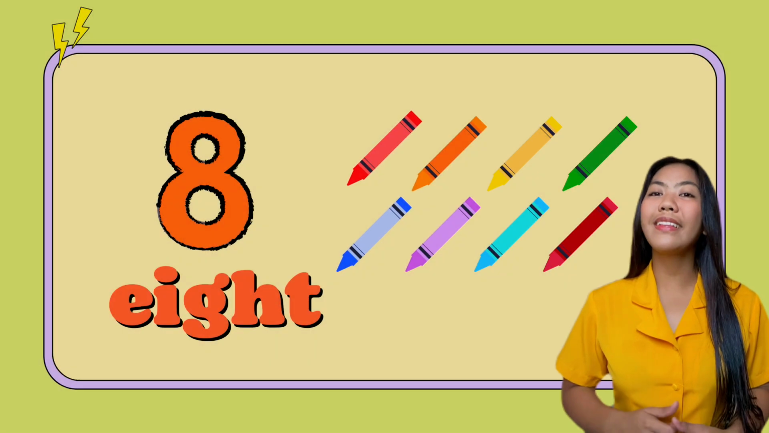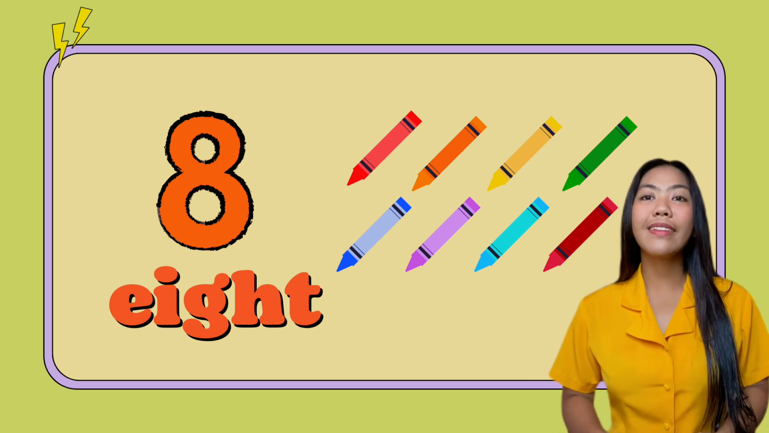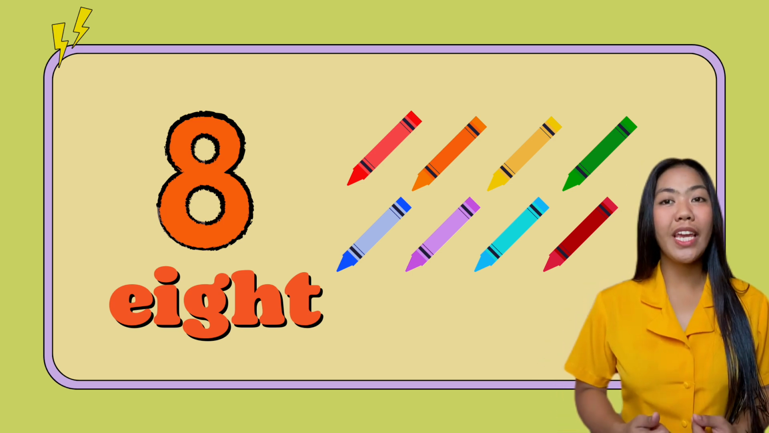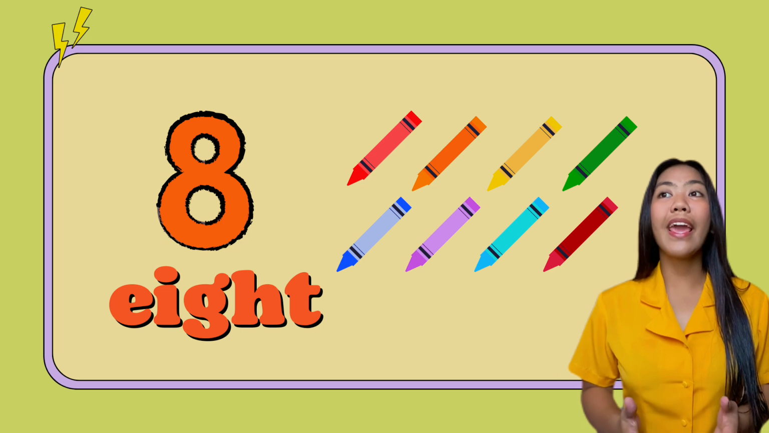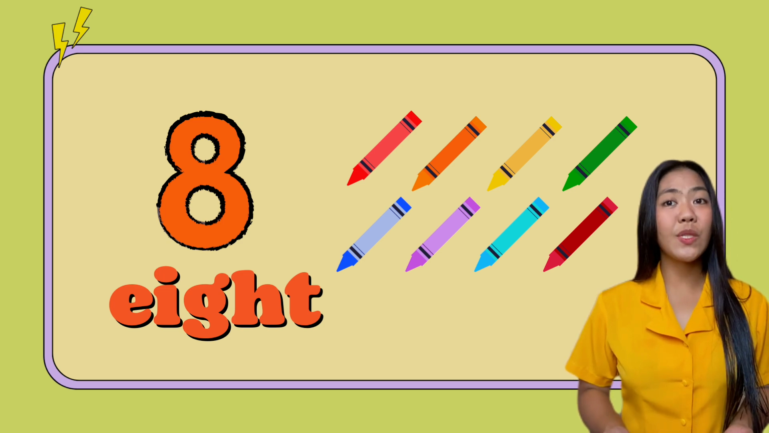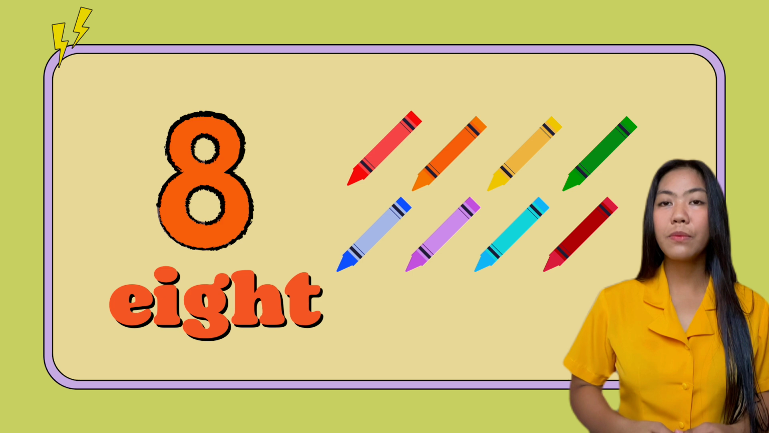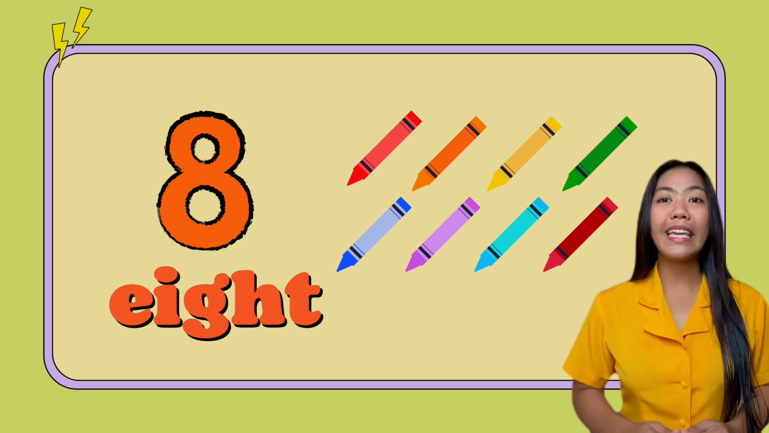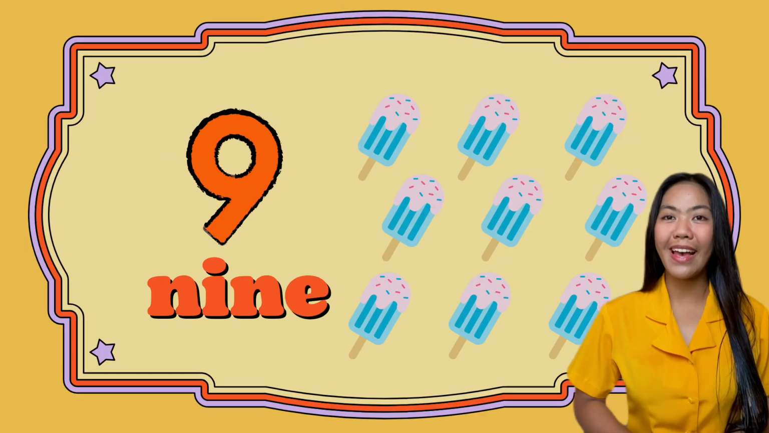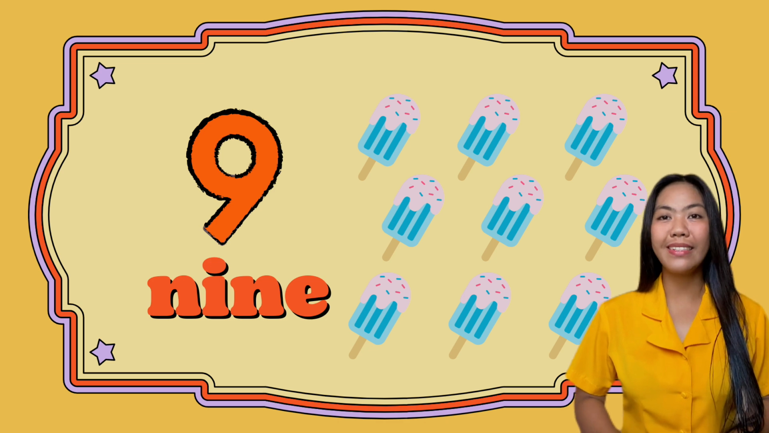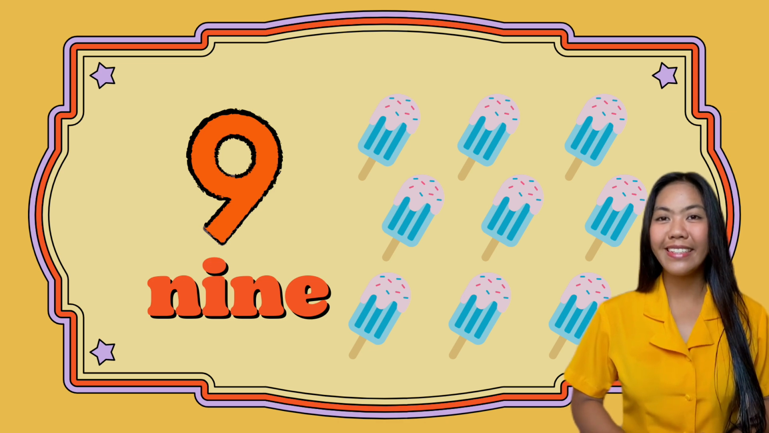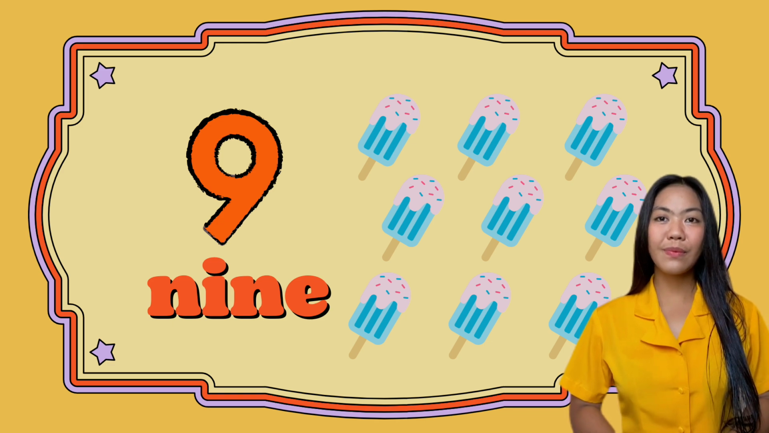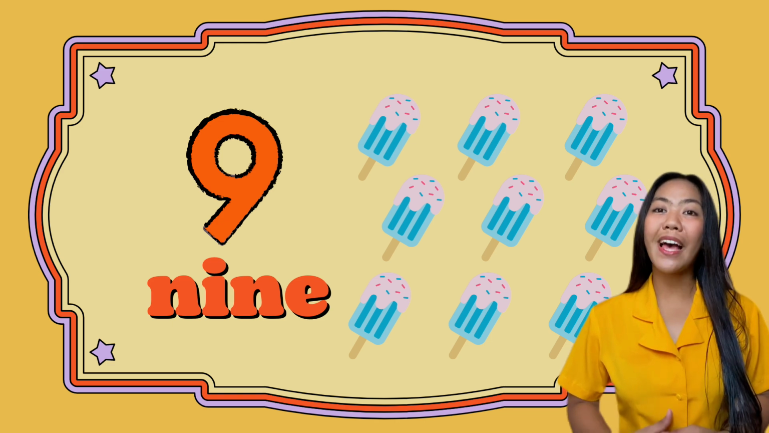So this is what an 8 looks like. Number 8 is spelled E-I-G-H-T. There are 8 crayons. So how do we spell 8, children? Very good. Number 8 is spelled E-I-G-H-T. Let's move on now to number 9. So number 9 is spelled N-I-N-E. How many popsicles do you see, children? Very good. We have 9 popsicles.